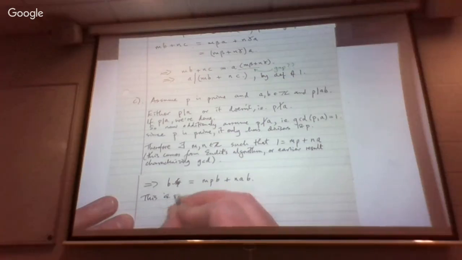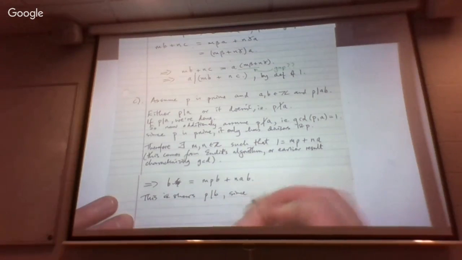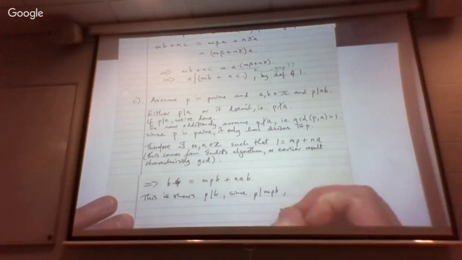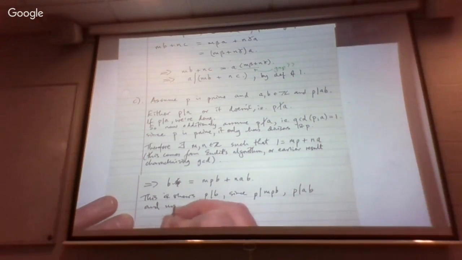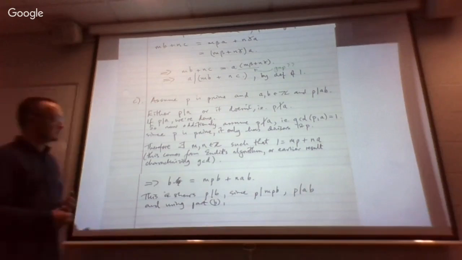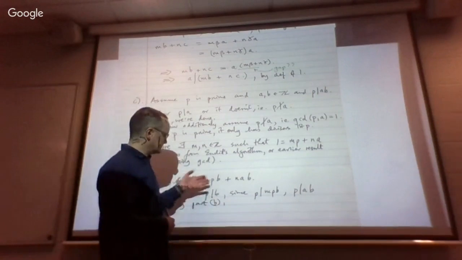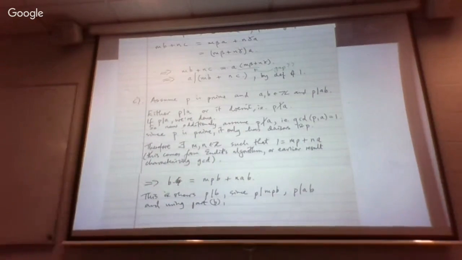This shows P divides B, since P clearly divides MPB. You don't have to give any further justification for that, it's quite obvious. And P divides AB. We're also using part B here: P divides these two things, therefore it divides any linear combination of them. So you take m times the first term plus n times the second one.